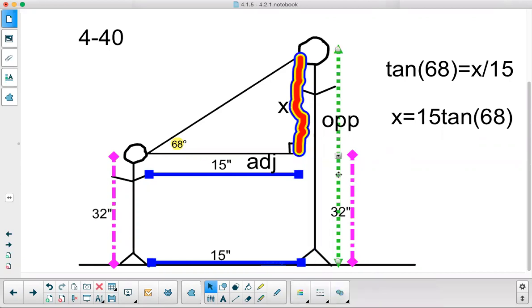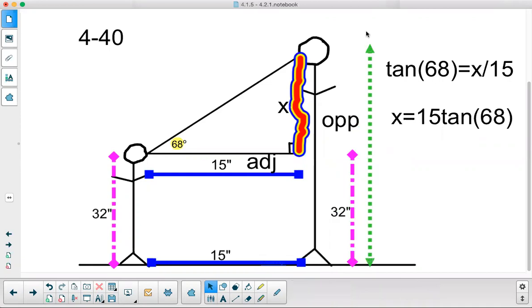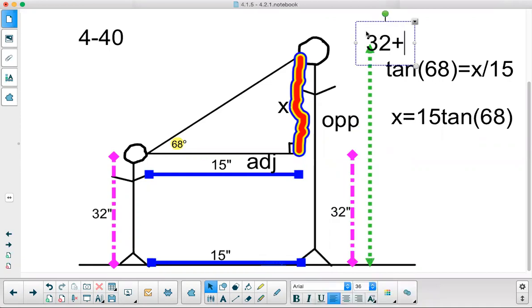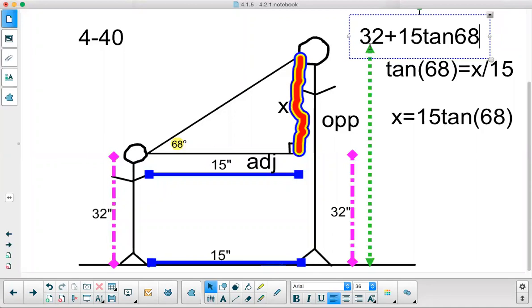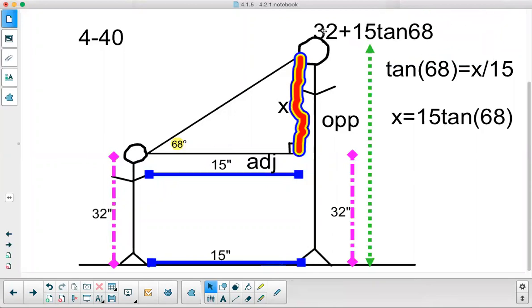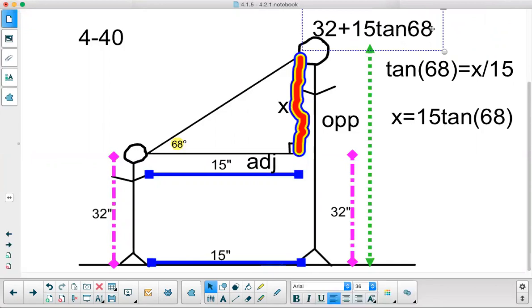which was the green one. Okay, the green, it was 32 plus the 15 tan 68 was what I did. Okay, that was my math. So that gave me a total of approximately 69.13 inches.